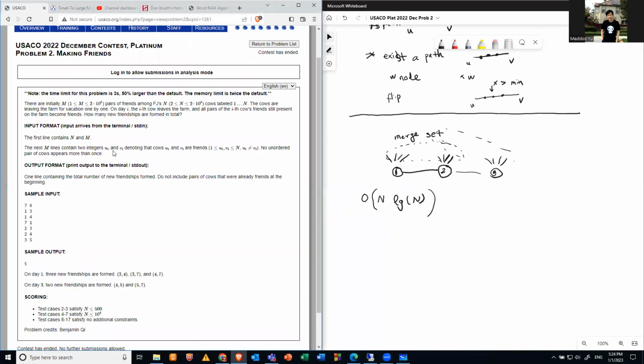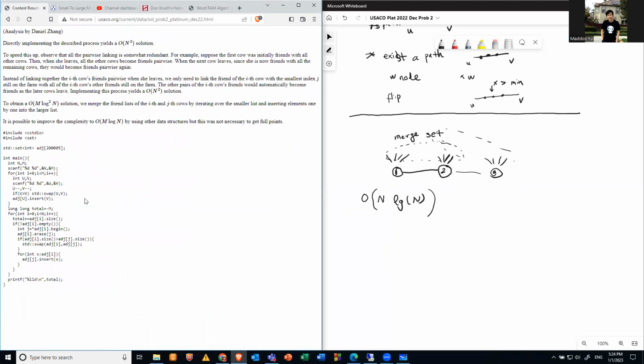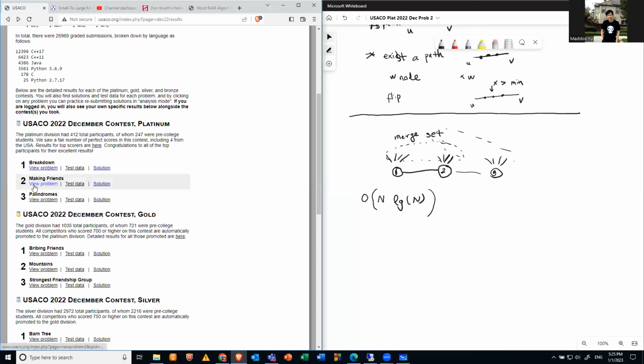So if we look at the official solution, it uses the same thinking as what I just described, right? You start from the smallest to the biggest, right? You do a small to large merge, right? And then you count how many of these new things are happening, right? So that is the solution.